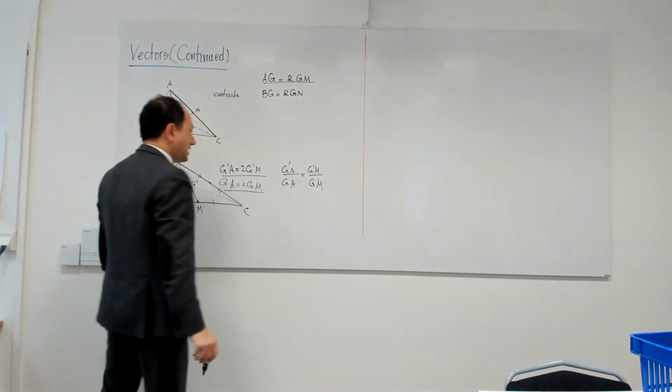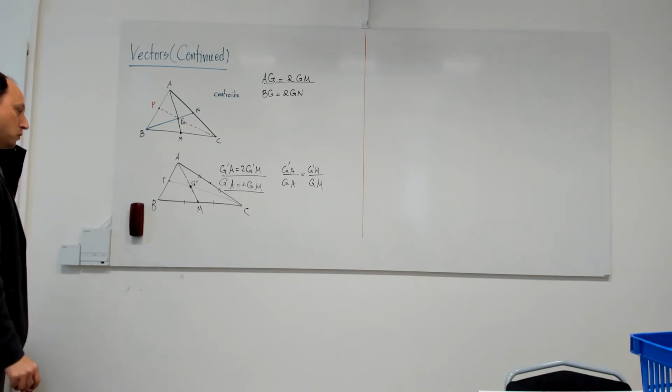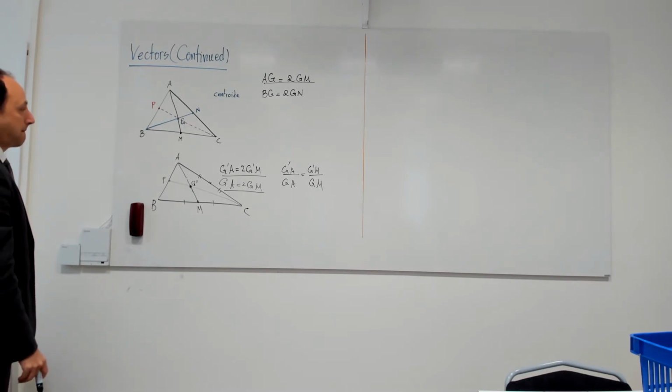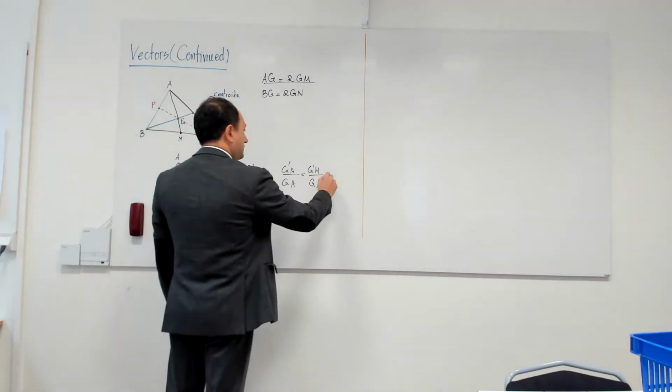And then, for example, how can we continue more? G prime A over GA. So if I... yes. Do you remember I told you that we can add these?